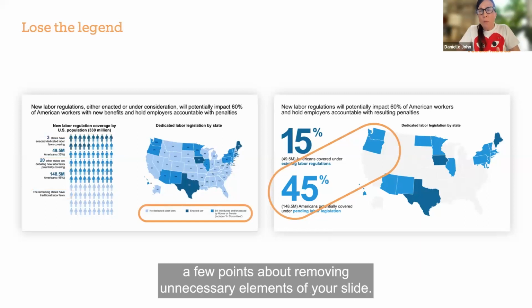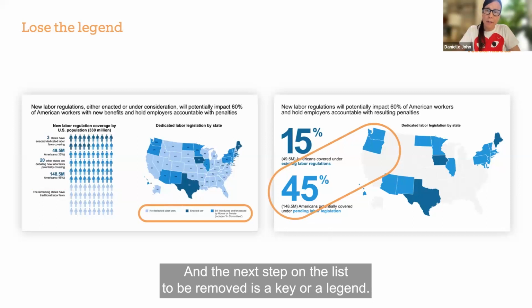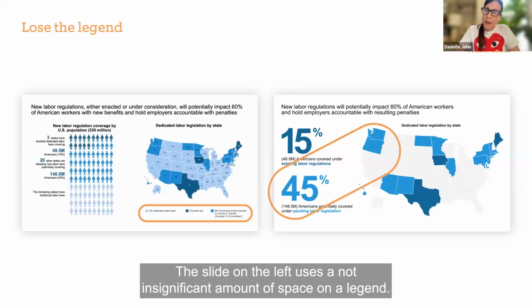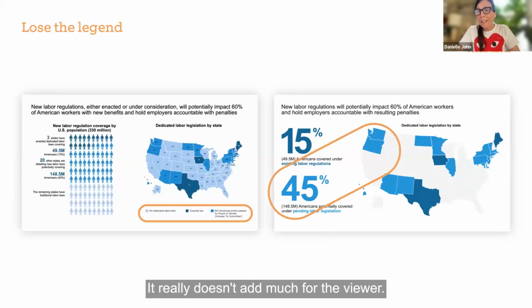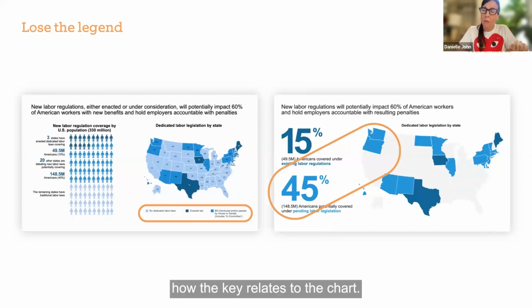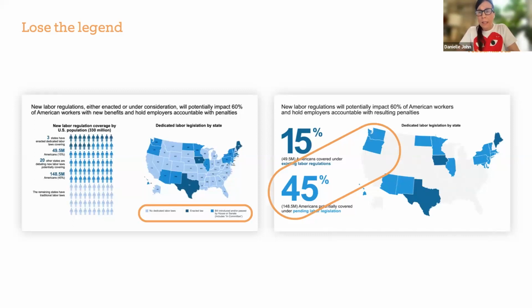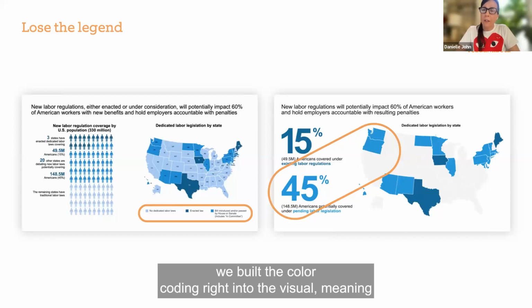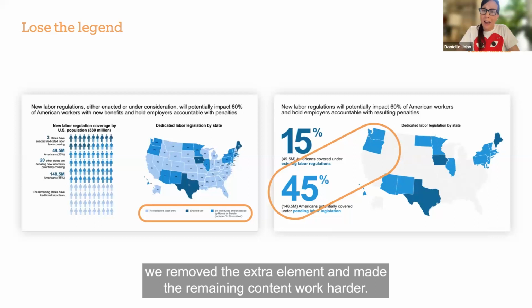So we've made already a few points about removing unnecessary elements of your slide. And the next step on the list to be removed is a key or a legend. The slide on the left uses a not insignificant amount of space on a legend that really doesn't add much for the viewer. And worse, the viewer has to do more work to understand how the key relates to the chart. In the after version, we built the color coding right into the visual, meaning we removed the extra element and made the remaining content work harder.